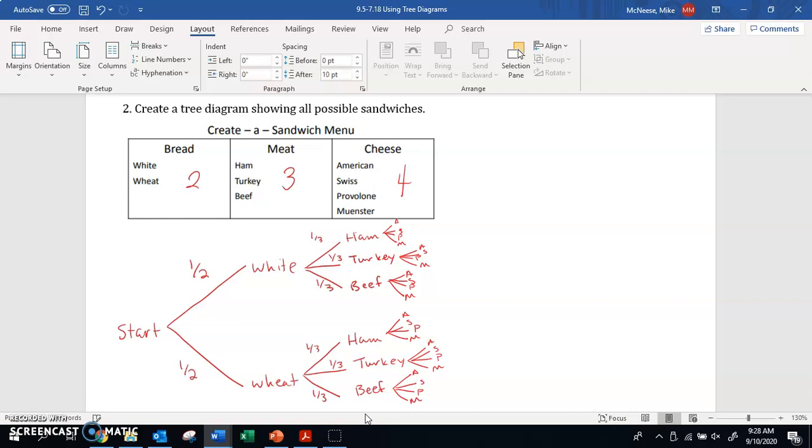Okay, so this is our tree diagram. And you see, as you keep going, these possibilities keep getting greater and greater. If we're trying to see how many total possible sandwiches there are, you could count each of these individual values, or you can just see there's 2 bread options and 3 meat options and 4 cheese options. So if we're doing "and," it's going to be multiplied. So 2 times 3 times 4, which equals 24 possible choices.